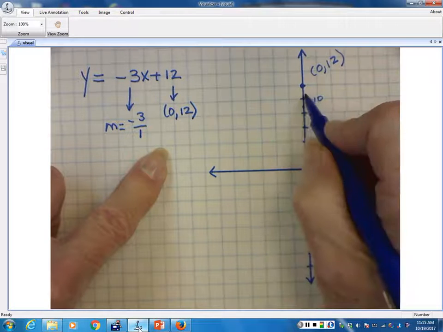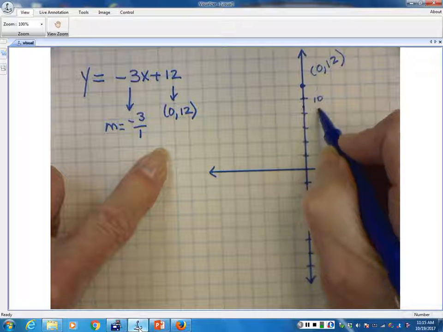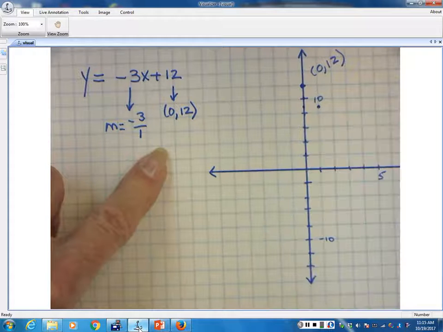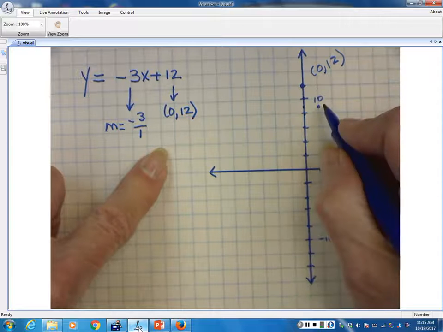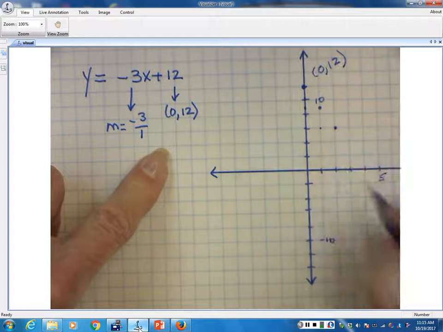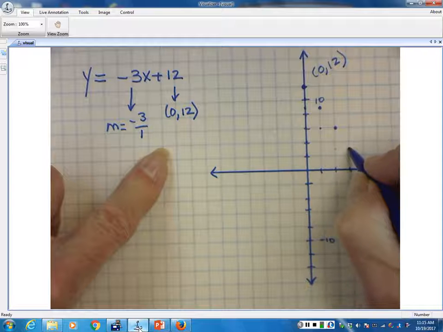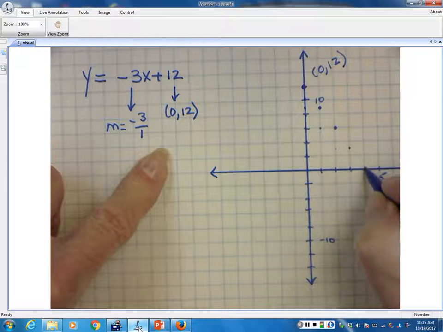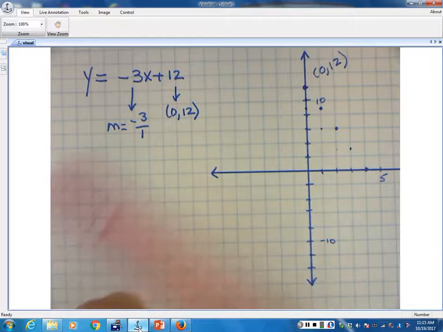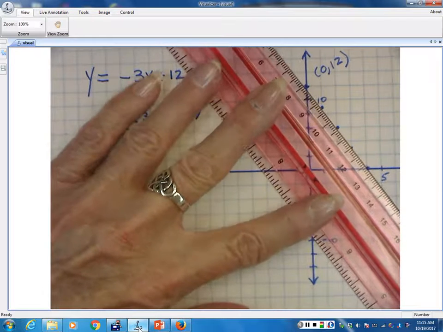So I'm going to go down 3, but I'm going to go right 1. And then I'm going to go down 3 and right 1, and down 3 and right 1, and down 3 and right 1. And I'll have plenty of points by using the slope and the y-intercept to draw my line.